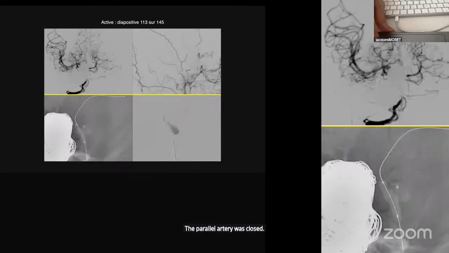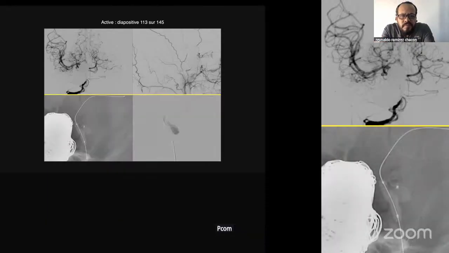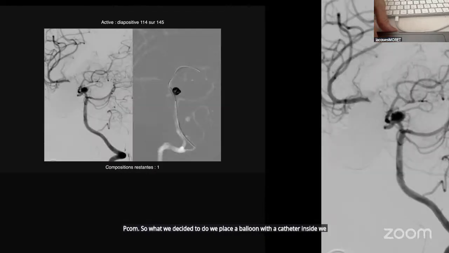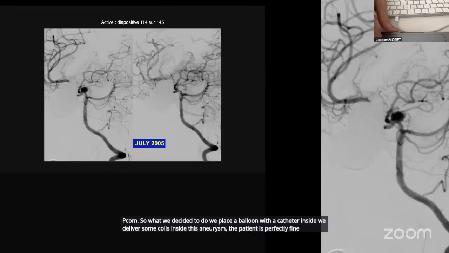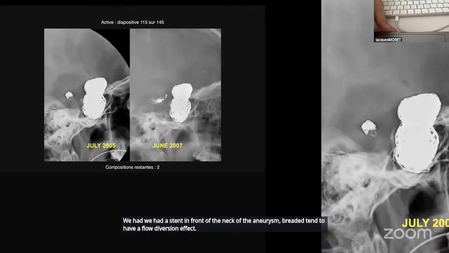And when you do the control angiogram a few months later, you can see that because of the flow constraint, a tiny aneurysm has developed at the level of the PCOM horn. So what we decided to do was place a balloon with a catheter inside. We delivered some coils inside this aneurysm. The patient is perfectly fine. And then at the very end, we placed a stent in front of the neck of the aneurysm, a braided stent, to have a flow diversion effect. So this was in July 2005.